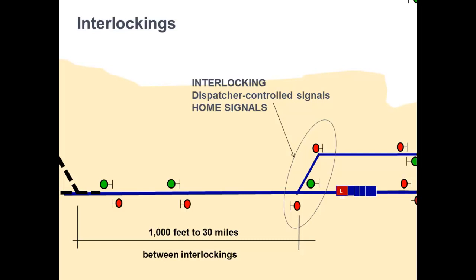Okay, so the blocks are between interlockings. So can we talk more about what is an interlocking? An interlocking is a standalone dispatcher-controlled element. Interlockings on the BNSF, for example, are dispatcher-controlled from the center in Fort Worth, Texas. An interlocking can be a single turnout or a more complex arrangement. Distance between interlockings can be as low as 1,000 feet in urban areas or up to 30 miles in rural areas. At interlockings, the track, switches, and signals work in unison.